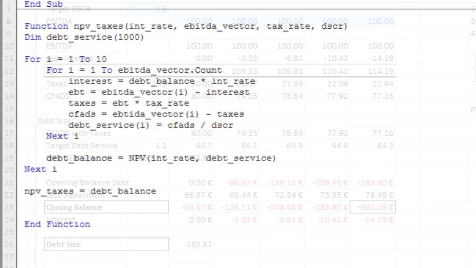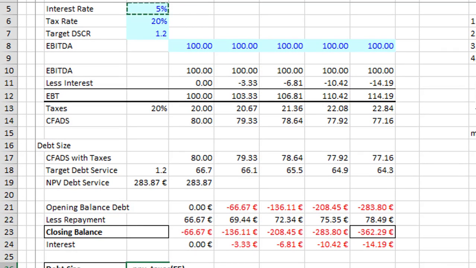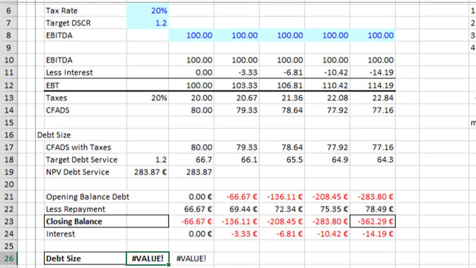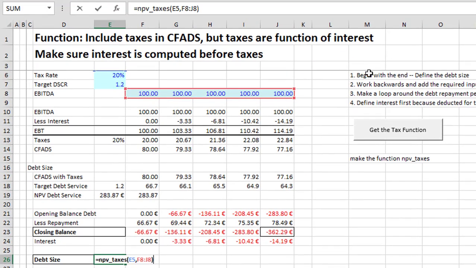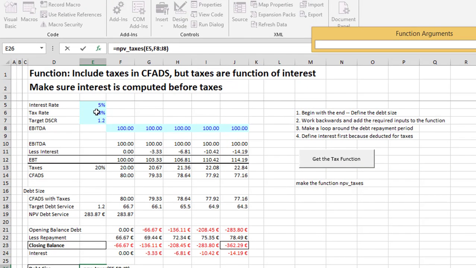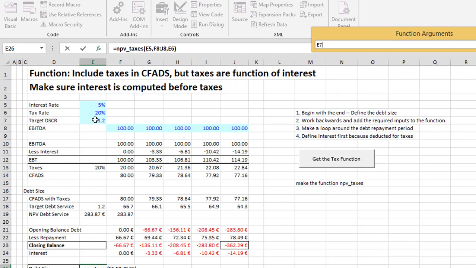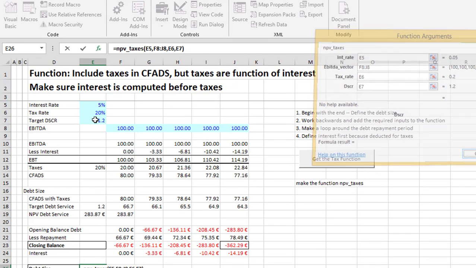So now let's go back and try it. Notice I haven't switched off the machine. I'm really brave. Equal NPV, and we find the taxes. And then we press Shift F3, and it says get the interest rate. So we'll get the interest rate. And then it says get the EBITDA vector. That was the idea. Oh, shoot. That was not intentional. I just had a trigger. And then we put the tax rate. And then we put the DSCR. And then we press OK.